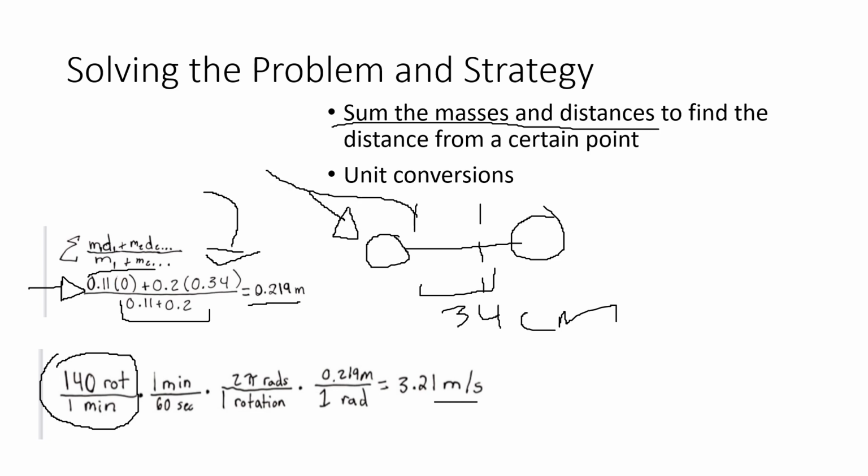Basically, this is one kind of radius. This little distance here of 0.219 is a radius, which is also 1 radian in this case. So we know 0.219 meters per 1 radian. So doing this sort of unit conversion, we are able to convert from radians per second to meters per second here. And we find out it is about 3.21 meters a second.